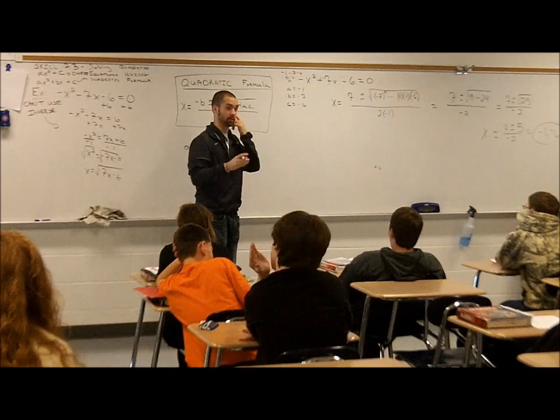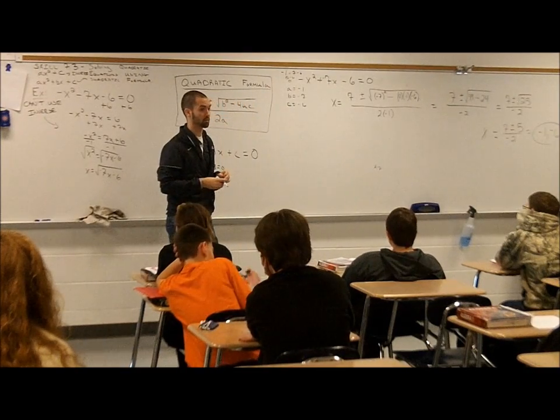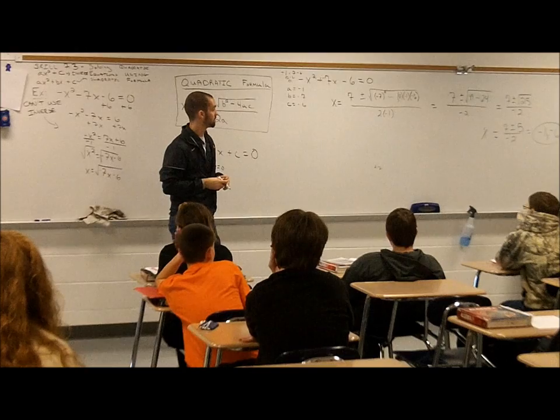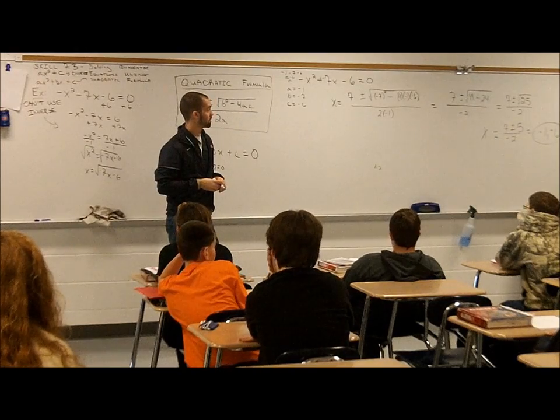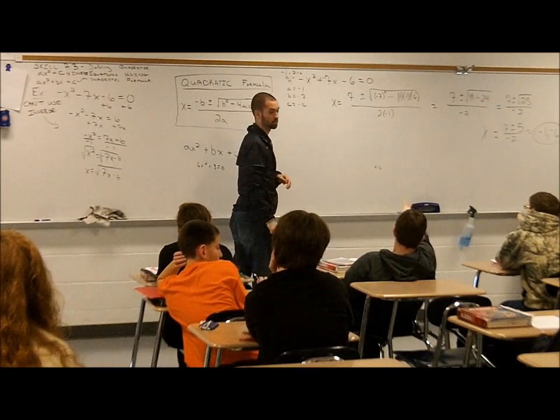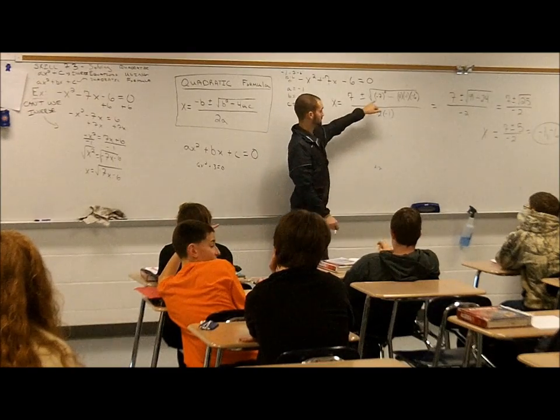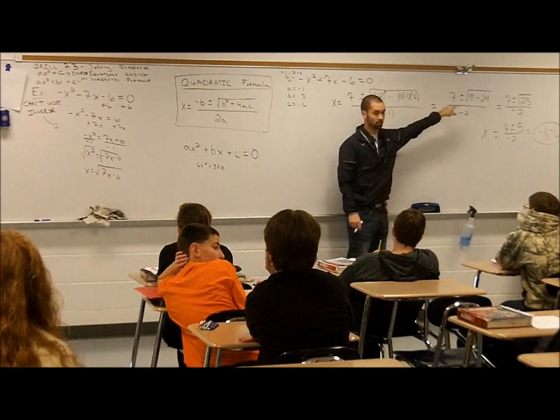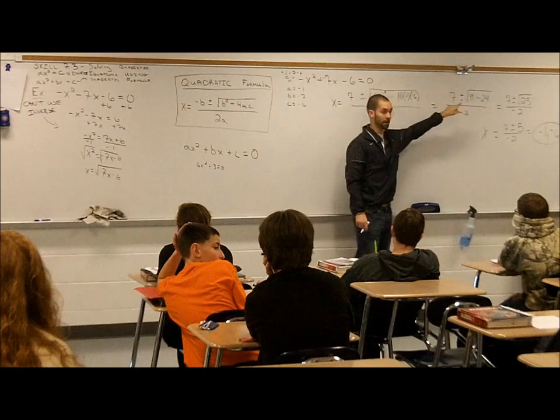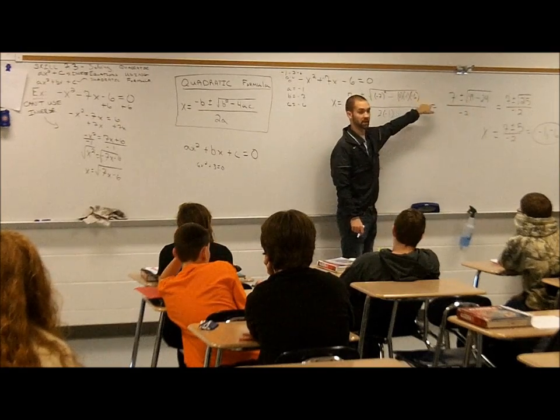All right? How would you get 49 minus 24? Negative 7 squared is 49. 4 times negative 1 times negative 6 is 24.